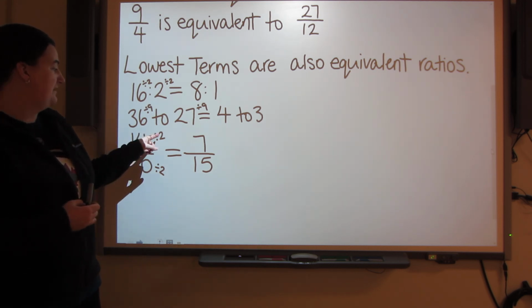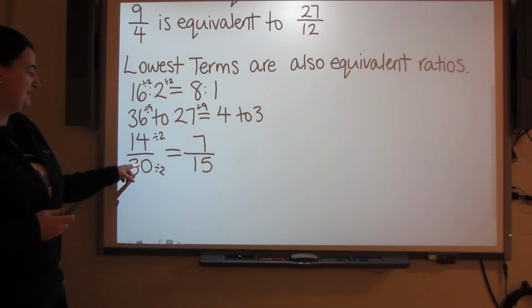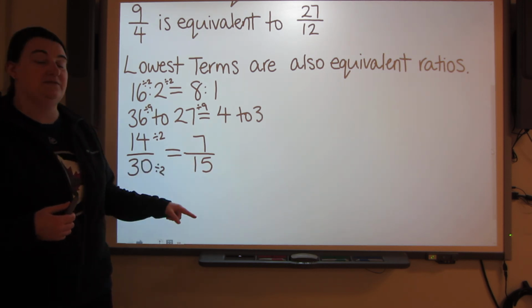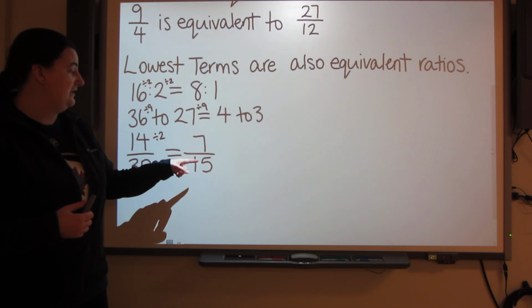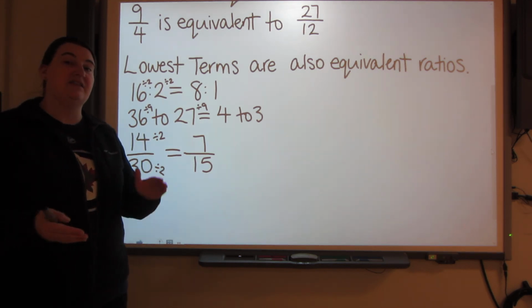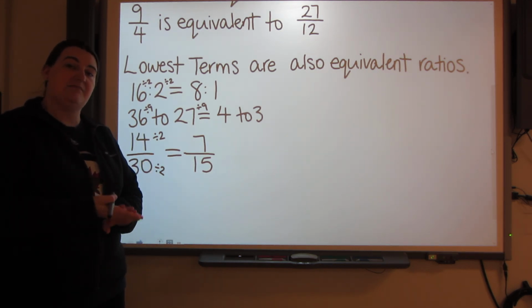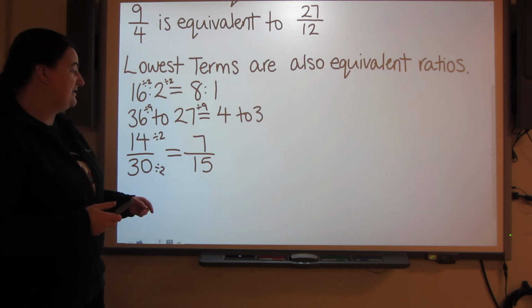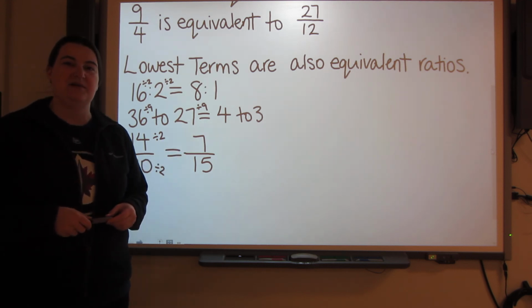So 14 divided by 2 is 7. 30 divided by 2 is 15. So now I have 7 and 15, and I know again that this is lowest terms. I cannot make it any smaller because 7 is a prime number.